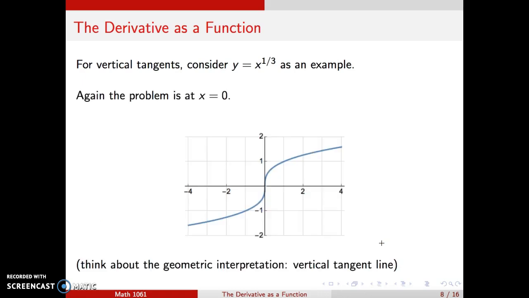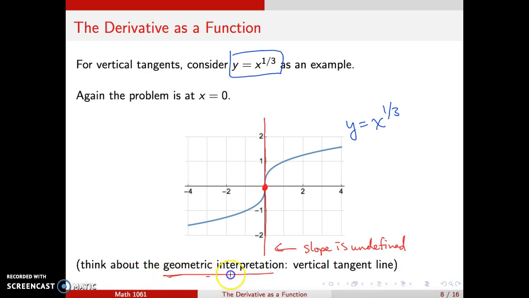For something like a vertical tangent, you could look at this function as a nice example. Here's the graph. Once we have formulas for these, we'll revisit them and see analytically why it doesn't work. Now we're just focused on the graph part. At 0, it looks like that tangent line would be perfectly vertical, and it is. But that slope is undefined. That's what we're saying with the geometric interpretation. It's a vertical tangent line. So again, we have a problem there. Those are where the derivative won't exist.